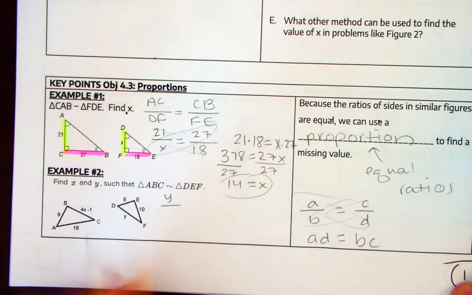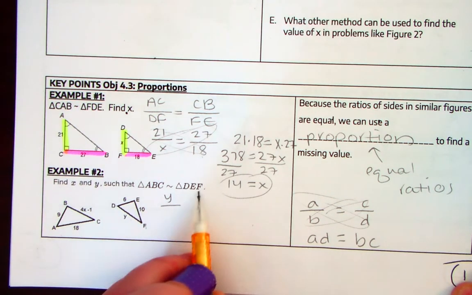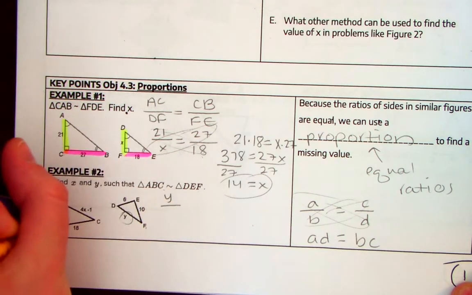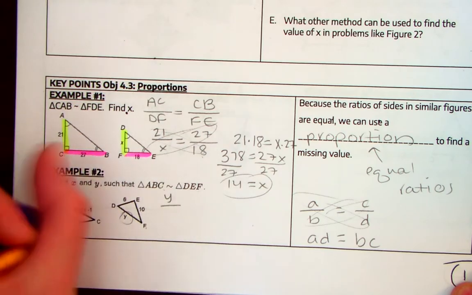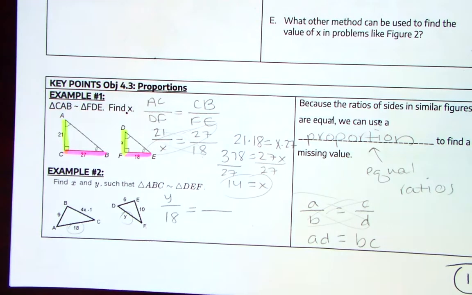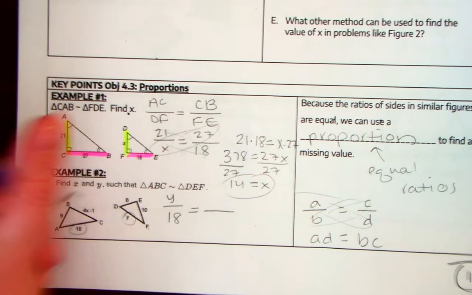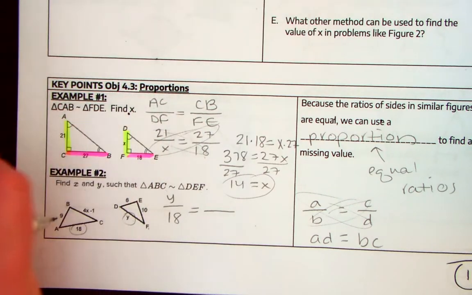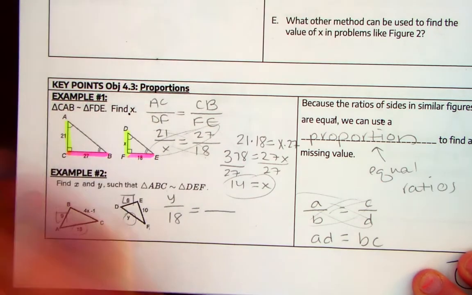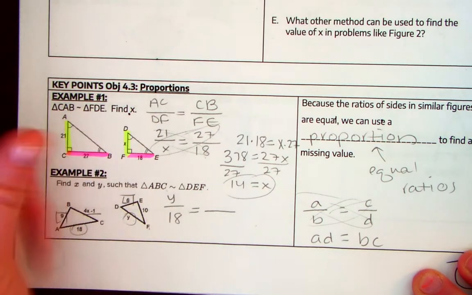So y corresponds with DF, which goes with AC. I'm reading from the similarity statement. I like to even code them. So DF goes with AC. So y divided by 18 should then be equal to two other corresponding sides being divided. Let me figure out the rest of my corresponding sides. So AB, I'm going to put a little box around that. That goes with DE. The similarity statement is telling me that. And then 4x minus 1 must go with 10.